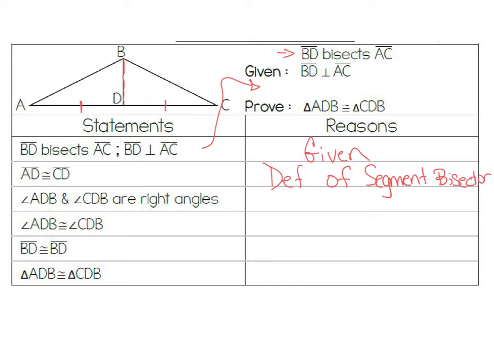And then we are told ADB and CDB are right angles. Well, that comes from the information telling me that BD is perpendicular to AC. When something is perpendicular, it means that the angles formed are right angles. So because of that second statement, we can say our third statement, and that would be the definition of perpendicular.